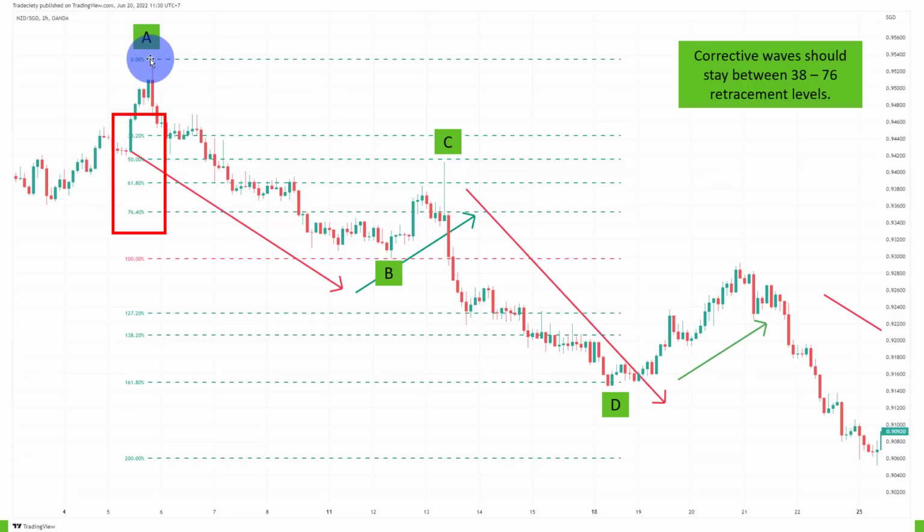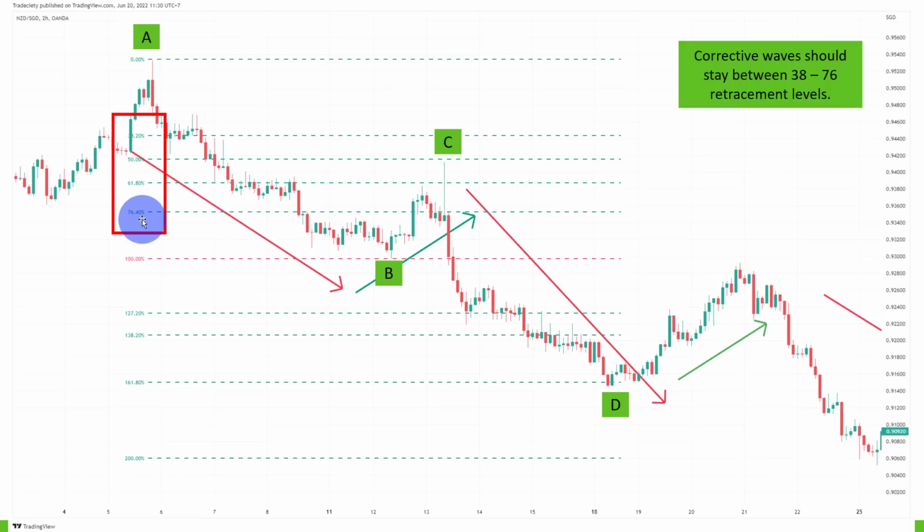But for now, we are using our Fibonacci tool and we just simply drag it from point A to point B. So we have to wait for one of the trend waves to finish. That's the very important thing. So A, the top, to B, the bottom. That's where we have our Fibonacci. We draw it. And then what we're going to get is the Fibonacci extensions.